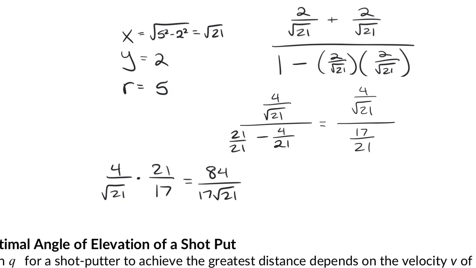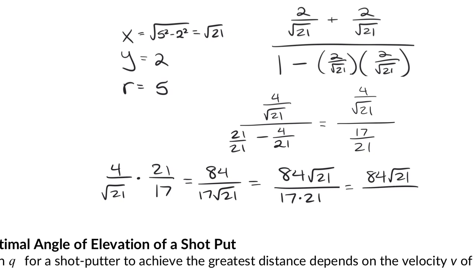If that wasn't a radical in the bottom, we'd be done. But we're not allowed to leave radicals in the bottom. Why not? It's just bad form. It's an irrational number in the denominator. So we move it to the top. What happens in the bottom? 17 times 21. What is 17 times 21? 357.